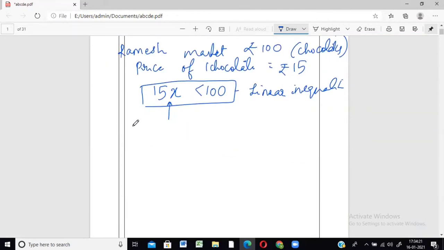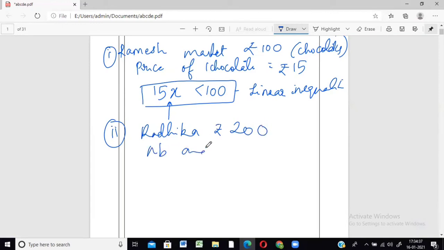Now suppose the next question. Okay, so this one was the first thing, and the second one. Suppose Radhika, okay? Radhika has rupees 200. This person has 200, and what is she wanting to buy? She is wanting to buy notebooks and pens. Okay, this girl wants to buy notebooks and pens. So now the cost of one notebook is 40 rupees, and cost of one pen is 20 rupees.